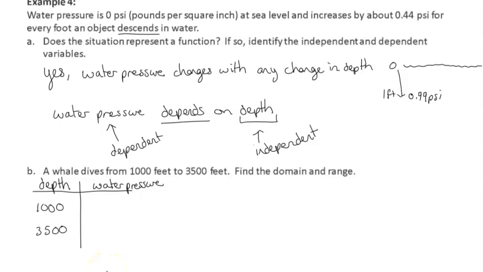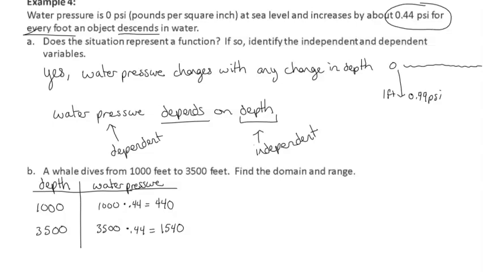Okay, so remember what it says. It is about 0.44 psi for every foot in the water. So if you have 1,000 times 0.44 psi, that gets 440. So what that means is if you're 1,000 feet deep in the water, it's 440 pounds per square inch of water pressure. So if you're at 3,500 feet, times that by 0.44, and just do it in a calculator, I don't know this in my head, it's 1,540.